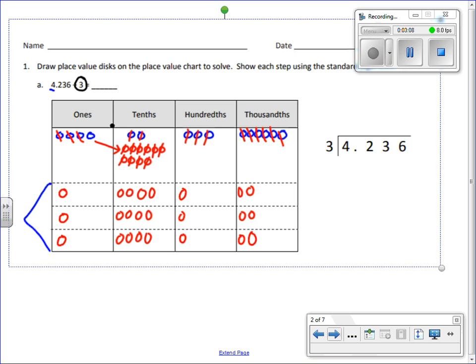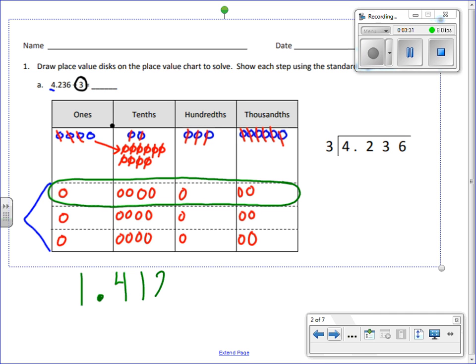Okay. Now when we're looking at it, we only want to look at one of the lines. So when we look at just one of them, we have 1 and 4 tenths, 1 hundredth, 2 thousandths.